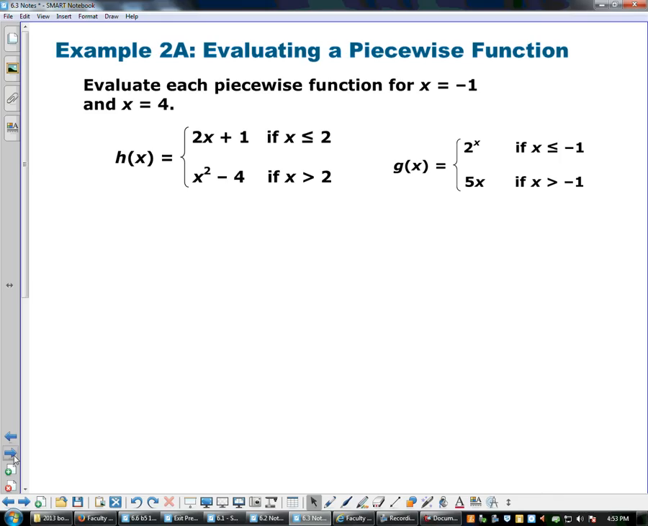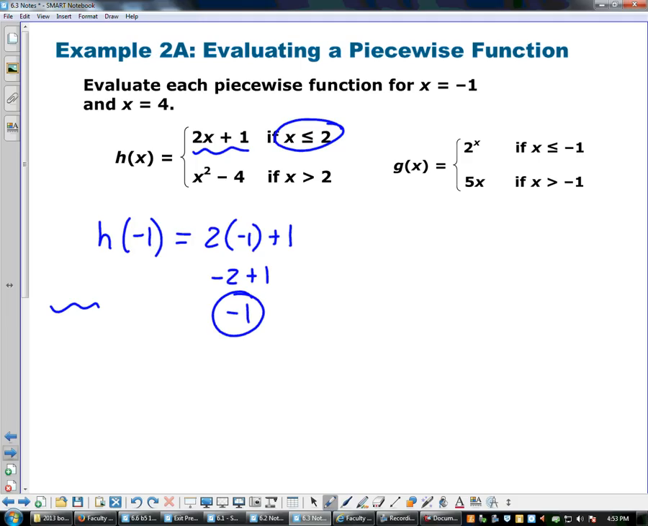All right, so let's try a few more of those. We're evaluating each piecewise function for x equals -1 and x equals 4. So let's take a look. What is h of -1 going to equal? Well, before we decide which of these two functions we're going to use, we have to decide, is -1 in this interval or is it in this interval? And since -1 is less than or equal to 2, we're going to use that first interval and that top function. So we're going to do 2 times -1 plus 1. That's -2 plus 1, and we get -1. So h of -1 is equal to -1.